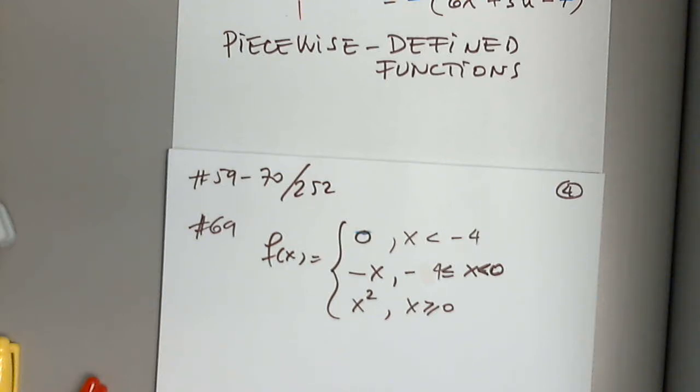That's a piecewise defined function. For certain x values, a certain calculation, certain procedure, like 0 or negative x or x squared. For another set of x values, a different way of calculating the taxes. For another set of x values, a different way of determining taxes. That's a piecewise defined function. Here's another one.